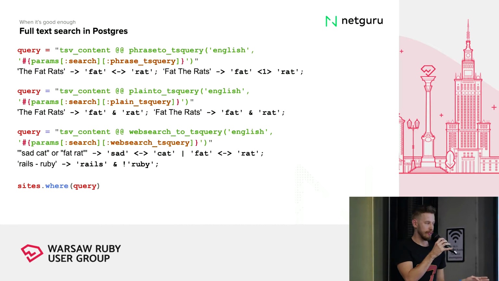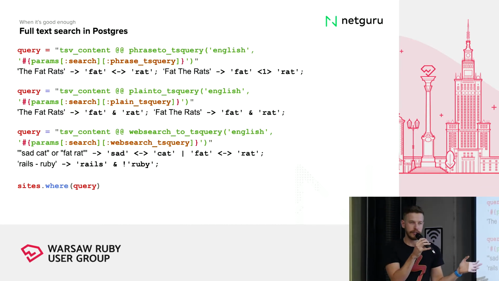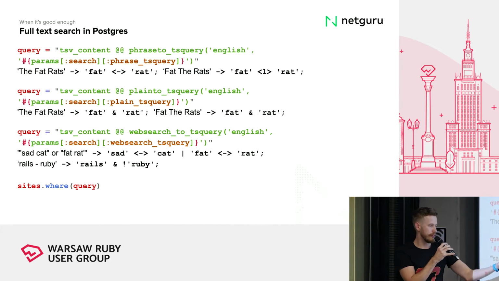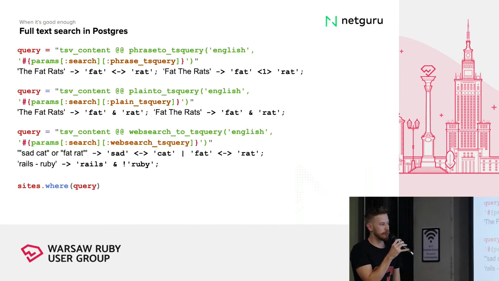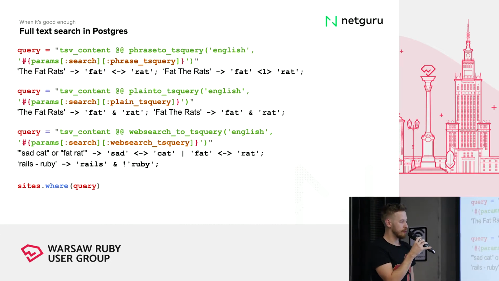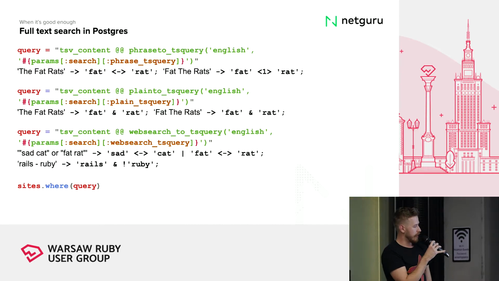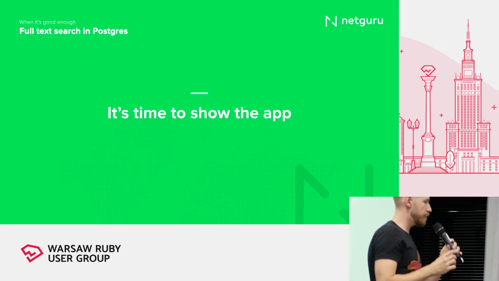And the last example, probably the coolest, web search to TS query. So we can accept something like more complicated web search, and Postgres will translate it into useful queries. For example, this sad cat or fat rat will search for these two queries with the OR. And Rails minus Ruby, it is to trigger you a little bit, so we'll search Rails without any Ruby. Okay, and that's all. So it's time to show you the app a little bit.